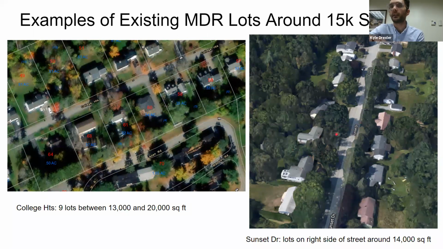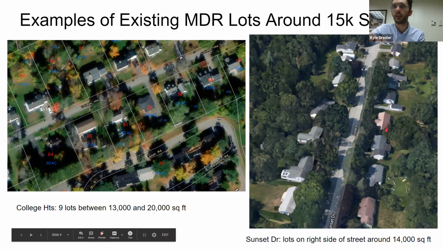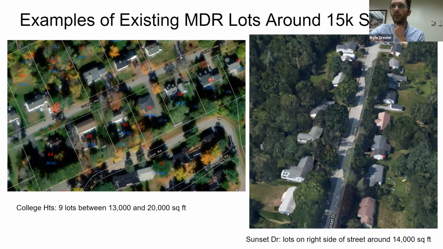And on the right side here, again, you have this time Sunset Drive, and the right side of the street here, pretty much all of these lots until you get to the very end of the street, I think, are around a little over 14,000 square feet. So again, primarily single family homes.